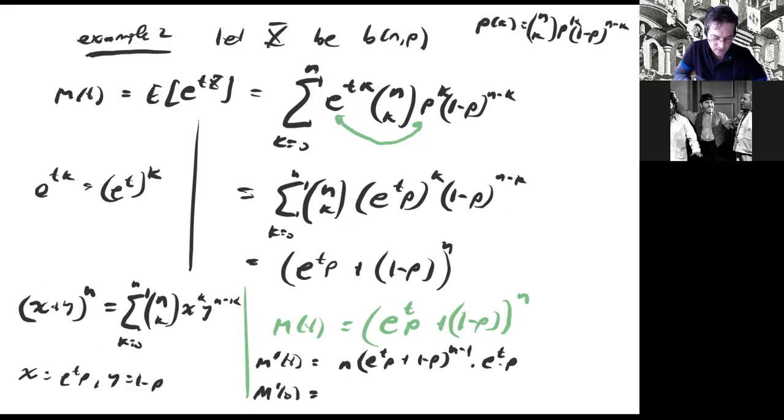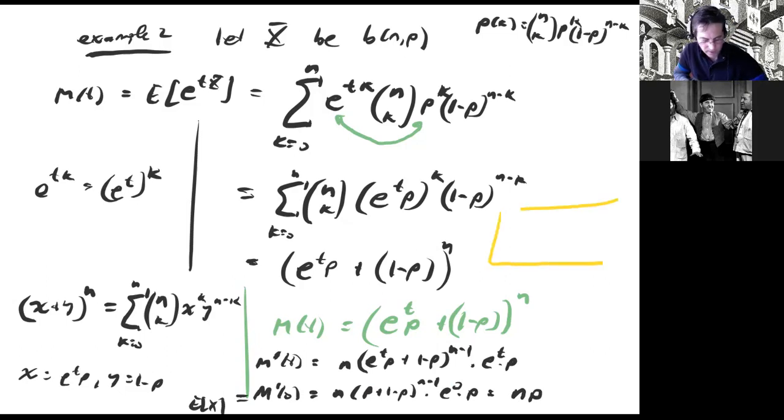Okay, so now in order to get M prime of 0, which is the expected value, we've got to stick in t equals 0, so you're going to get n. Then when t is 0, we're going to get p plus 1 minus p appearing inside the parentheses, to the n minus 1, times e to the 0 times p. And if you evaluate what this is, you get n times p. But M prime of 0 is the expected value of this random variable. So then we can conclude that the expected value of the binomial random variable, which we actually knew already, is n times p. So this gives you another way to do the calculation. You can do all the moments this way. It's not hard to do. I'm not going to do any other moments in this case.